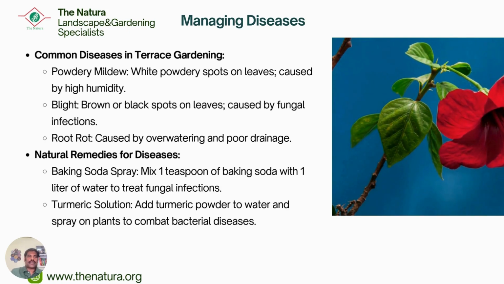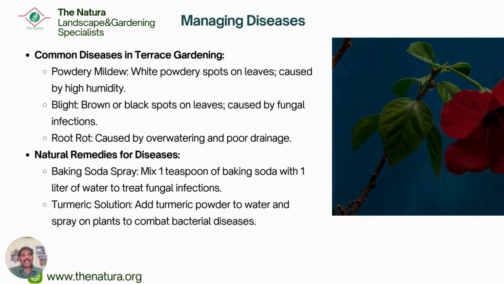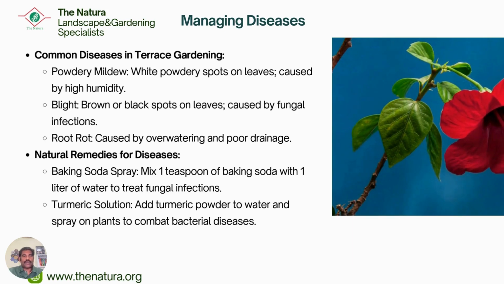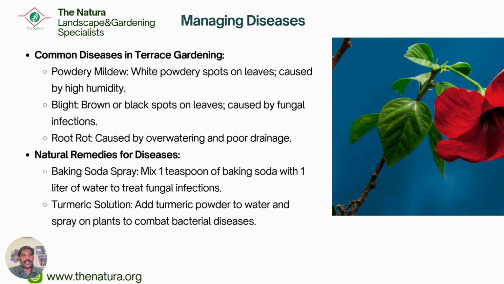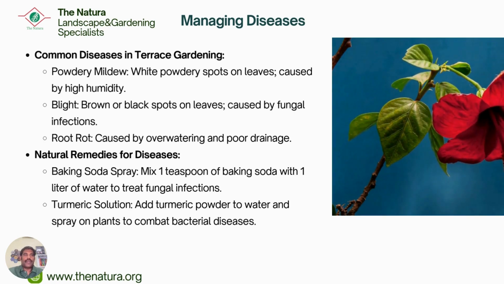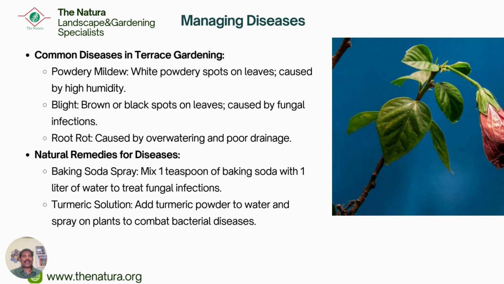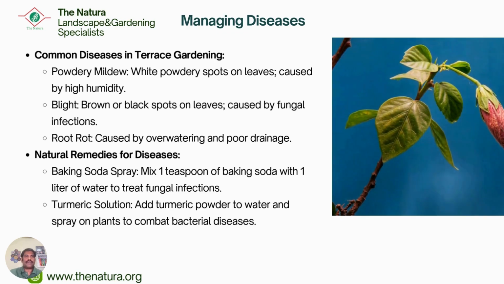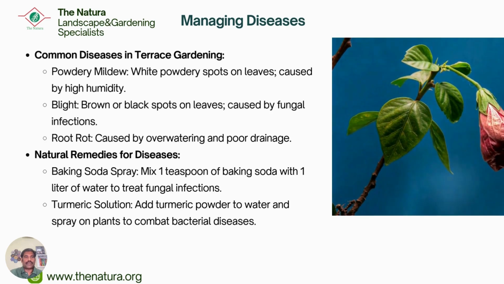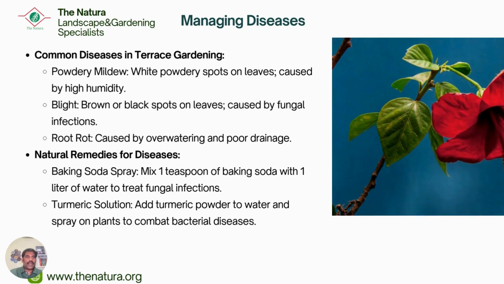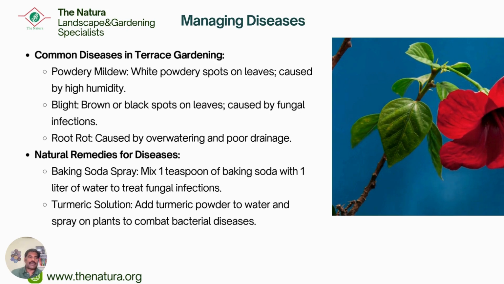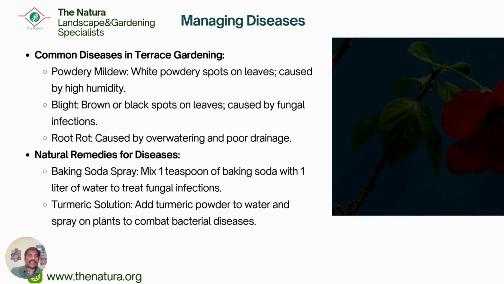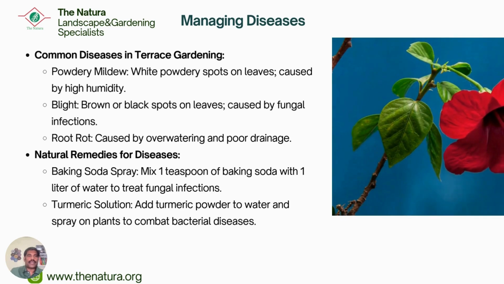And natural remedies for diseases. Baking soda spray: mix 1 teaspoon of baking soda with 1 liter of water to treat fungal infections like powdery mildew and downy mildew. But you should do it before the occurrence itself. Periodically, if you have started using it, we may control it. And turmeric solution: add turmeric powder to water and spray on plants to combat bacterial disease. This is the thumb rule: baking soda will control fungal diseases, and bacterial diseases can be controlled a little by turmeric solution.